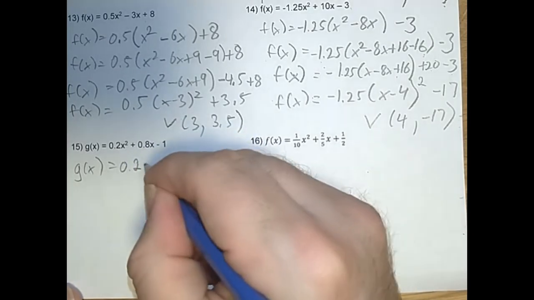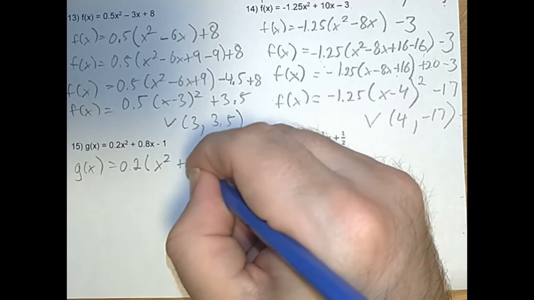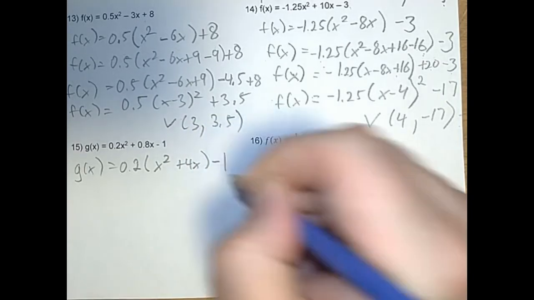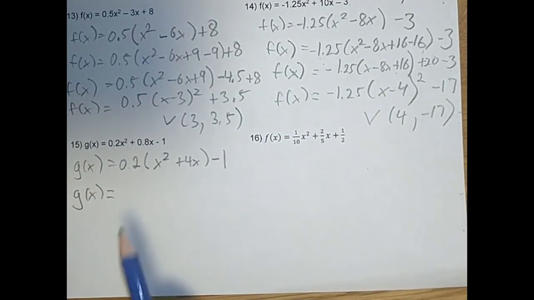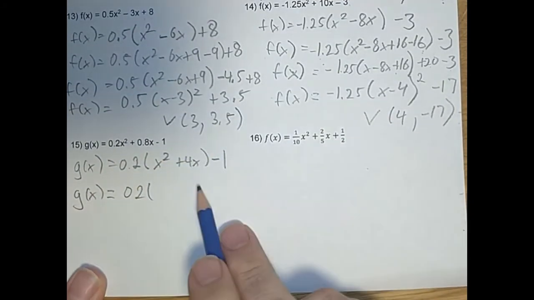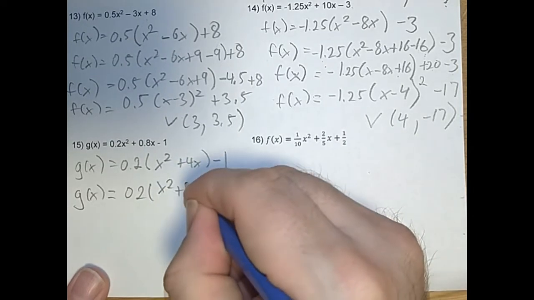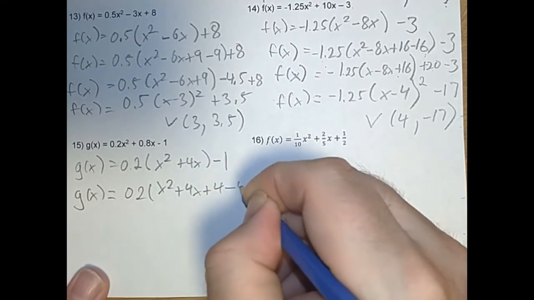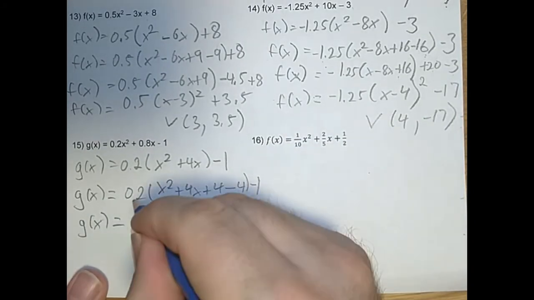I'm going to take a 0.2 out. X squared, so I'm going to take 0.8 divided by 0.2. Using my calculator, I get 4. Nice number. And then the minus 1 stays out there. Now, with 0.2, I take the 4 divided by 2, which is 2. 2 squared, 2 times 2, is 4. So I go x squared plus 4x plus 4 minus 4. Minus 1. G of x, 0.2.